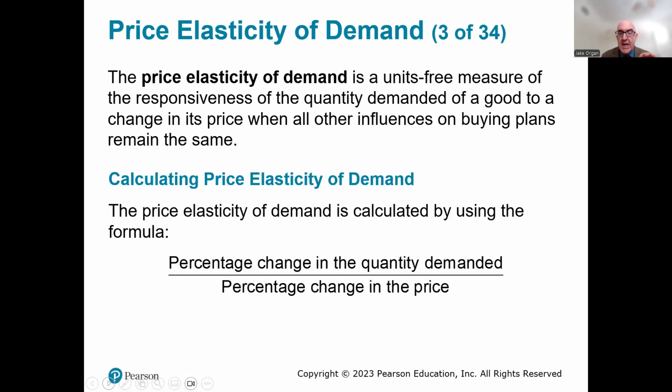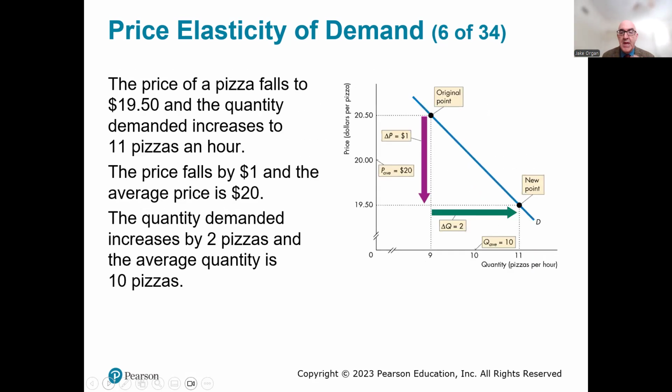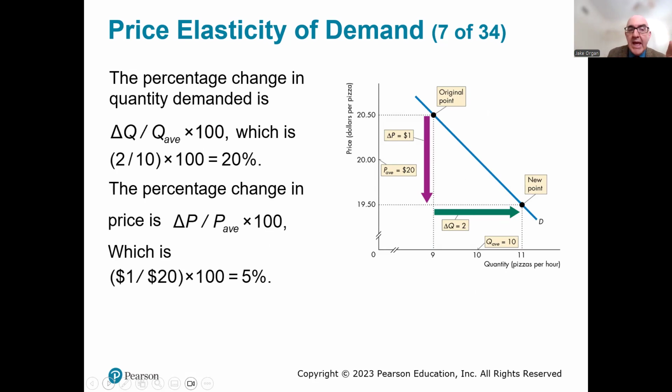Remember what we're trying to find is the percentage change in the quantity demanded over the percentage change in the price. So what we're doing is we're taking the change, this triangle means the change in the quantity, over the quantity average, and that will be over the percentage change in price, which is the change in price over the average price. And so let's look at the quantity demanded.